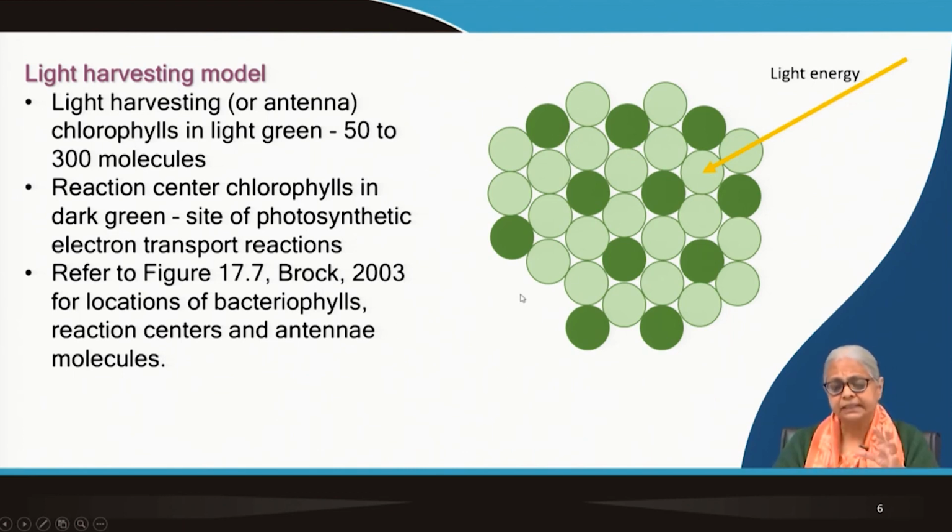This is a very simplistic schematic of how light energy is taken up by the antenna molecules and channeled. All these 50 to 300 molecules are channeling this light energy to the reaction center. The reaction center contains chlorophylls, shown in dark green, and this is the site of the electron transport reactions, which we will be looking at in the subsequent slides. The site of photosynthetic activity where electron flow is initiated happens at the reaction center.